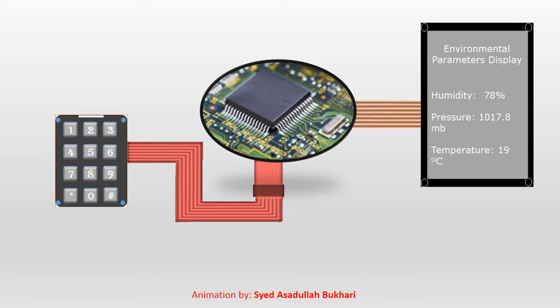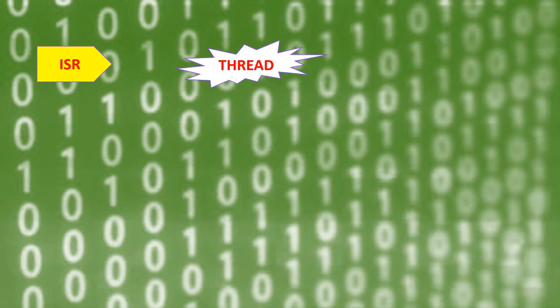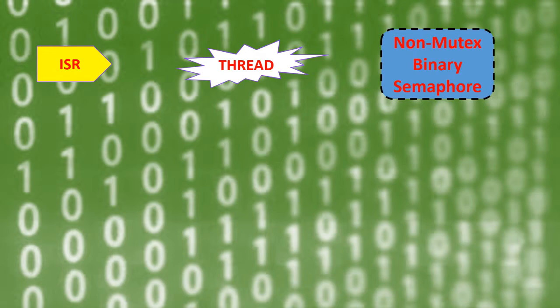With the help of this example, we will understand how interrupt service routines (ISRs) and threads or tasks can be synchronized using binary semaphores. As explained in my previous videos about types of semaphores supported in any real-time operating system (RTOS), let's make use of a non-mutex binary semaphore here for the purpose of synchronization.